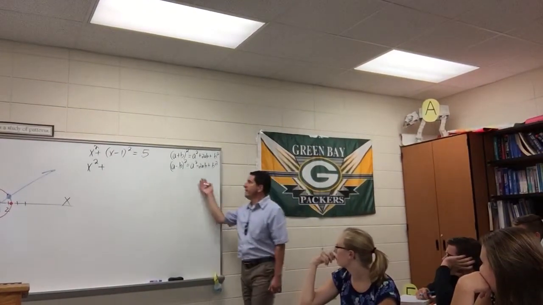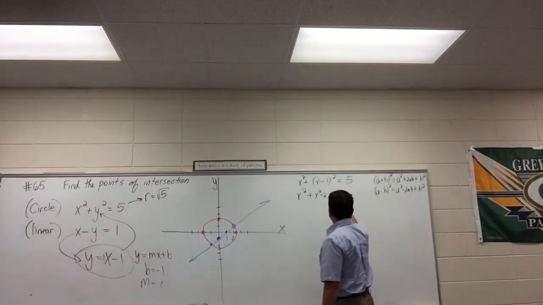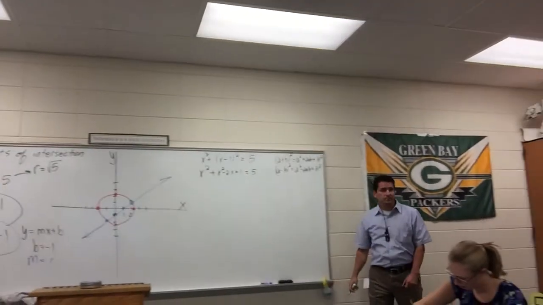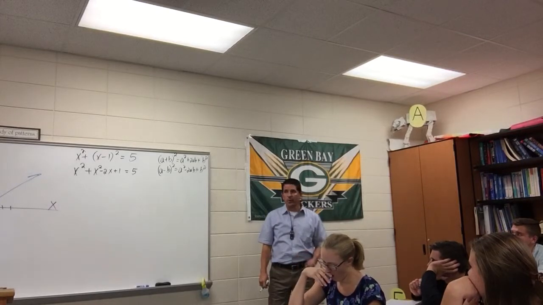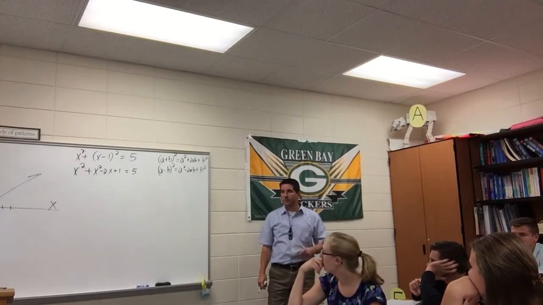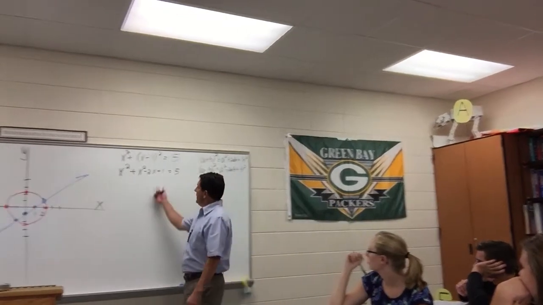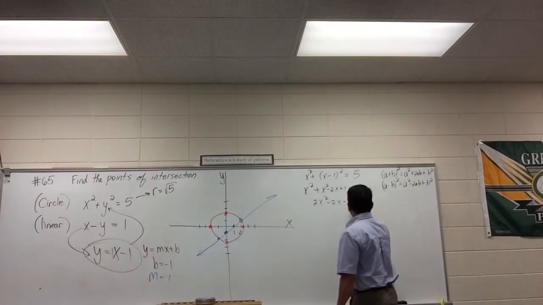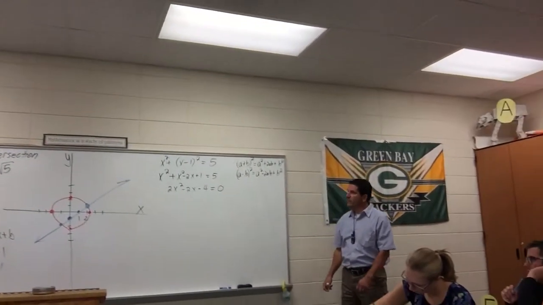Okay, so if I follow that formula, I can say this is x squared minus 2x plus 1 is equal to 5. Remember, you have to check my math because I'm not always going to be right, on purpose or not. Okay, so here we go. 2x squared minus 2x minus 4 is equal to 0. I just subtracted the 5 from both sides.